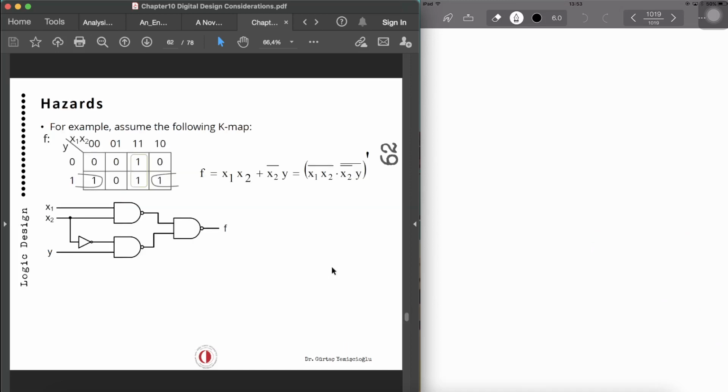Here is the first example. You can see that by using the K-map, we can observe an expression which is y x2' + x1 x2. So this is how we can write that up. And if you want to implement this using NAND gates, this will be the expression for it. So then we implement the circuitry. Up until here, there's no problem.